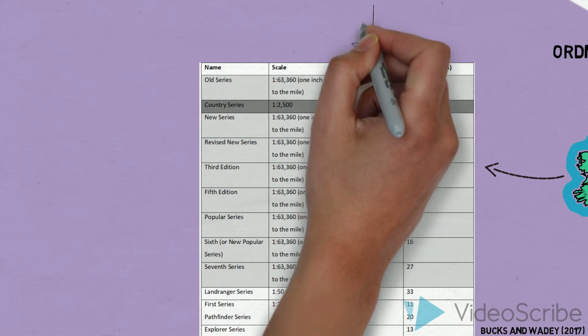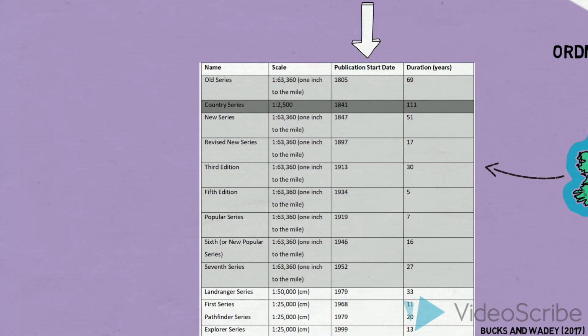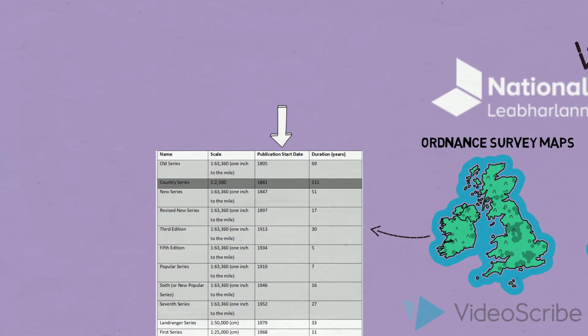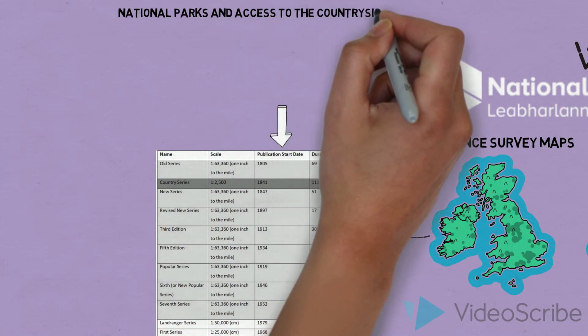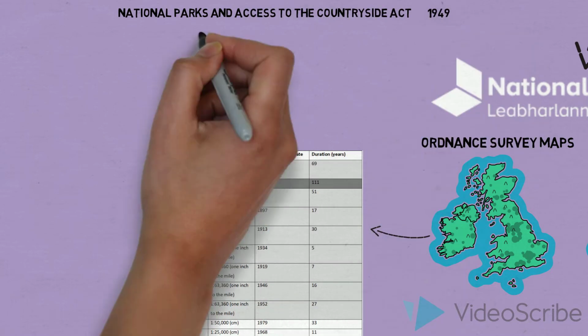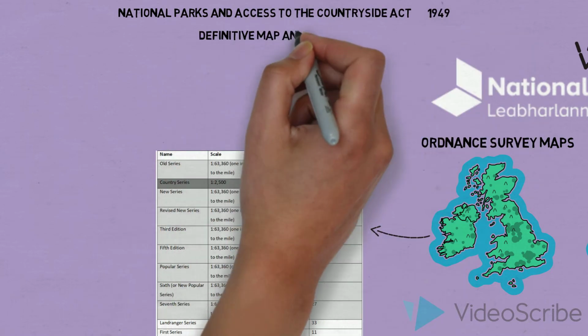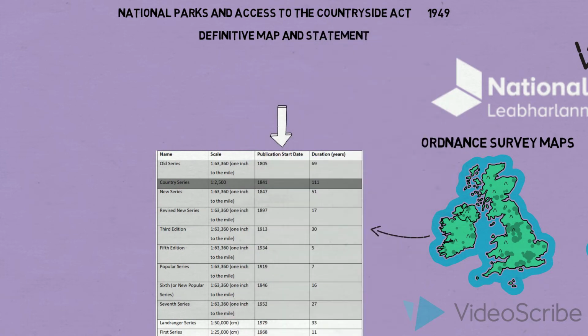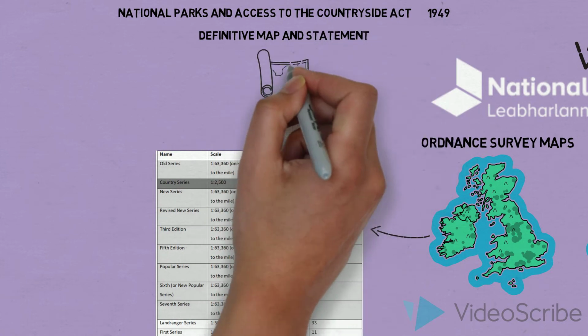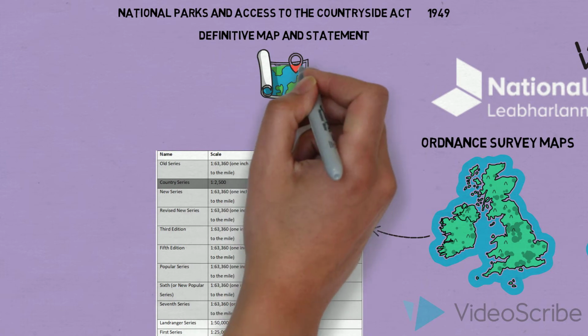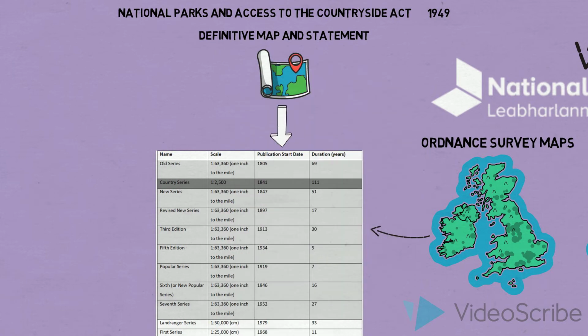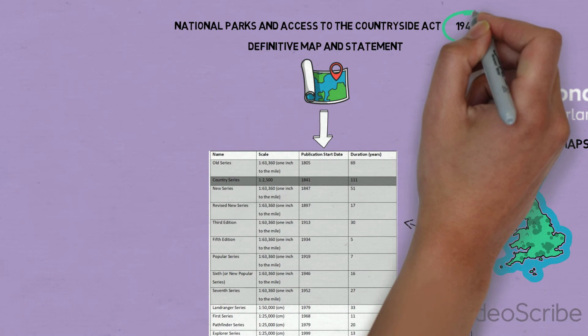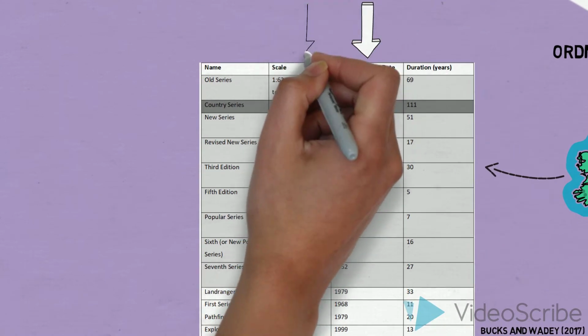Time. We're interested in routes that were created prior to the National Parks and Access to the Countryside Act. This act was passed in 1949 and it created definitive maps and statements and required local authorities to survey their regions for rights of way. At-risk routes are, by definition, those which were not recorded on maps after these dates, but they are often found on OS maps before this time. This means that we are interested in maps published before 1949.